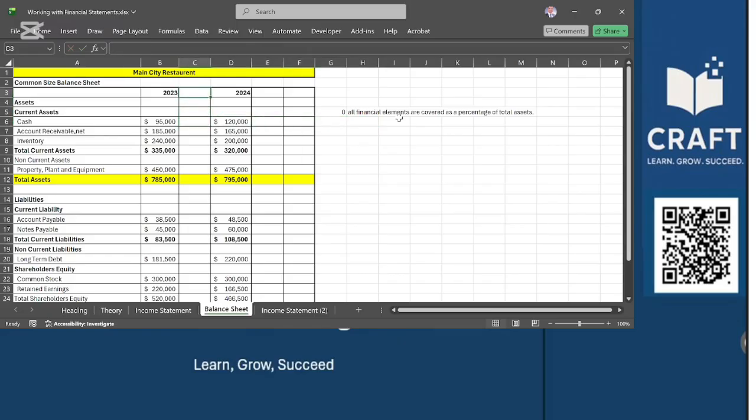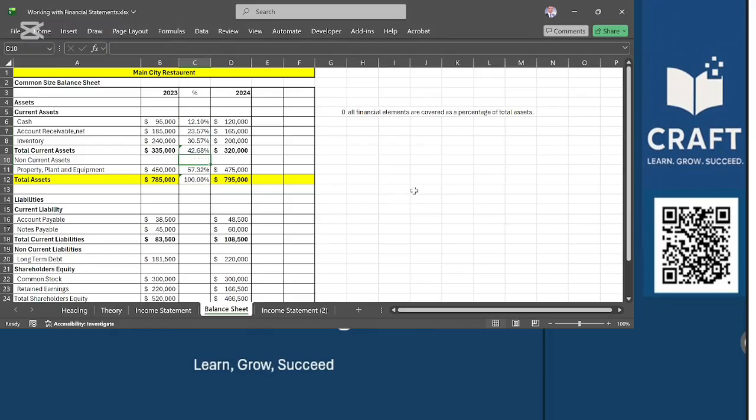Let me just put a percentage here. For the first current asset, we divide it by 785,000, which is the total assets of the company. Then we can convert all these numbers into percentages, just by clicking on the percentage. So you will find here that cash is 12.1 percent of total assets.